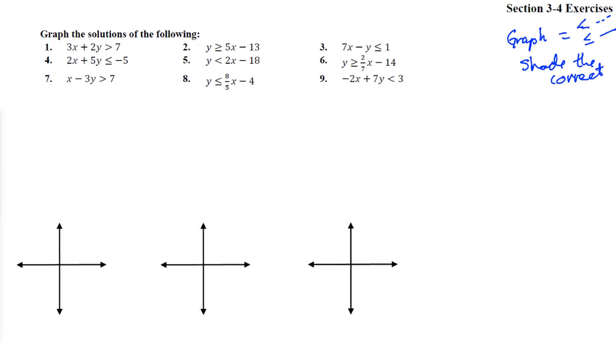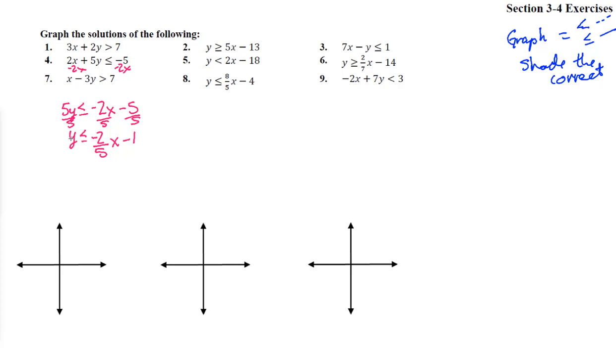Number 4, let's get y by itself. Subtract 2x from both sides, and we get 5y is less than or equal to negative 2x minus 5. That's subtracting this 2x. And then divide by 5, we get y is less than or equal to negative 2/5 x minus 1. So divide by 5, divide by 5, divide by 5. We can see it there.